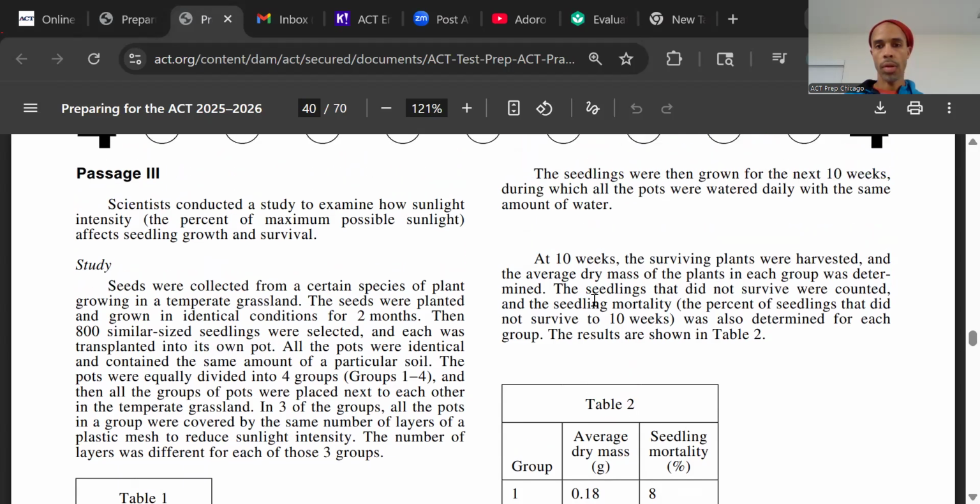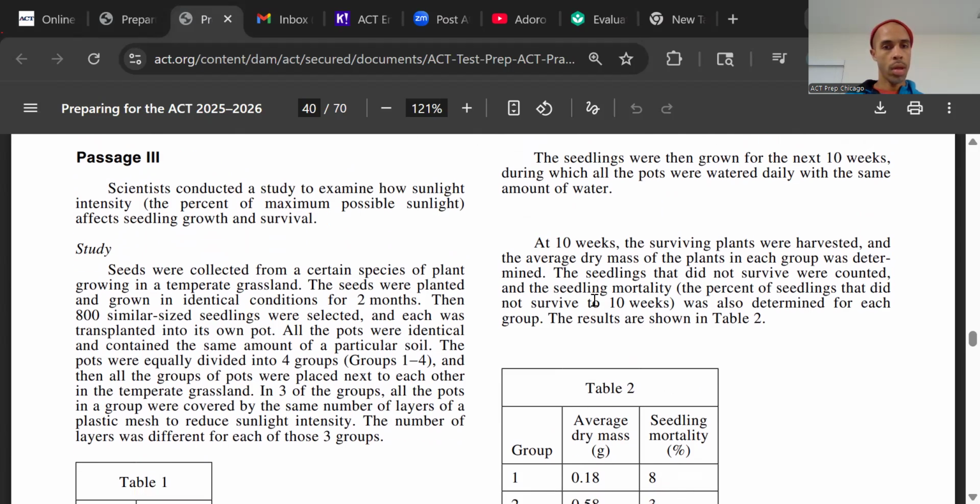See, they're going for the next part, the pots. How many pots is each plant going in? 800 similar sized seedlings were selected, and each was transplanted into its own pot. So 800 pots. All the pots were identical and they contained the same amount of particular soil. The pots were equally divided into four groups. So that means it was 200 in each group.